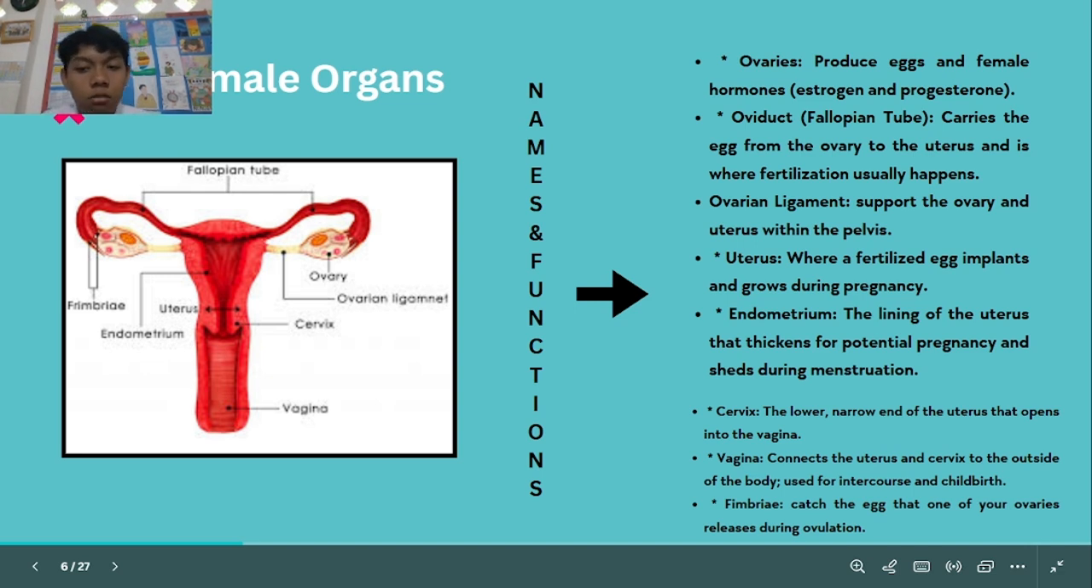And the uterus, where the fetus grows during pregnancy, and the endometrium, the lining of the uterus that thickens for potential pregnancy and sheds during menstruation. And the cervix, the lower narrow end of the uterus. The vagina connects the uterus and the body, used for intercourse and childbirth. And the last is the fimbria, which catches the egg that the ovary releases.